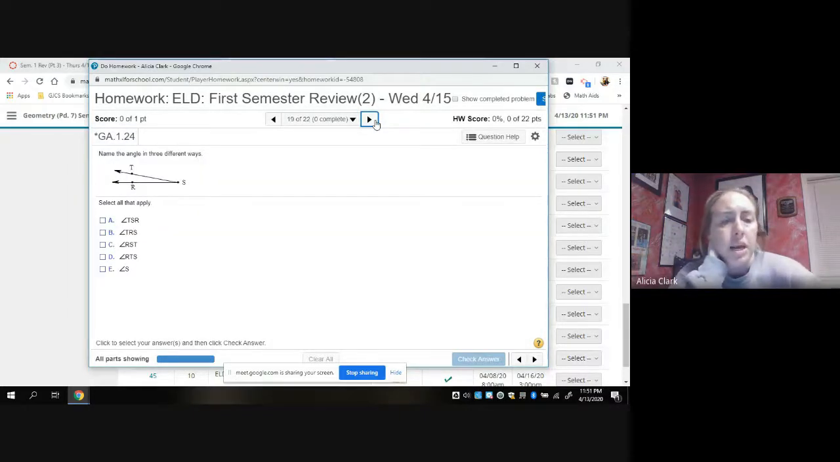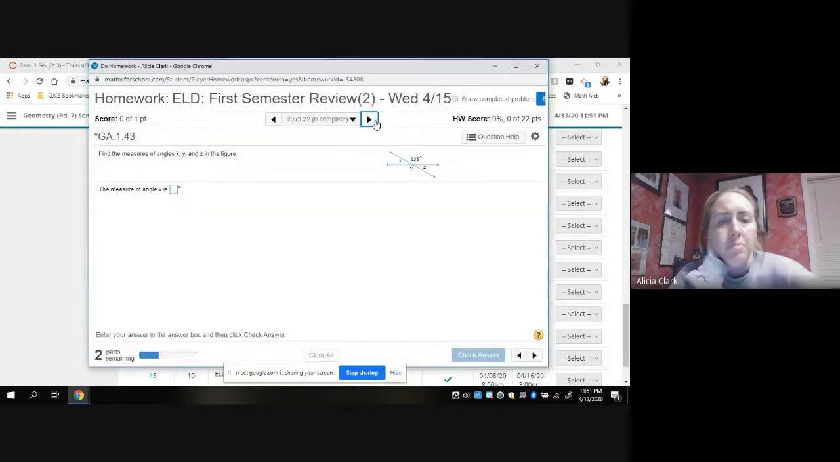Another example of naming angles in 3 different ways. You had that in part 1. Find the measure of these angles. So you have to know which ones are equal and which ones are equal to 180. So 158 and Y, those are directly across from each other. Those are vertical angles, which means they are equal to one another. So Y would also be 158.